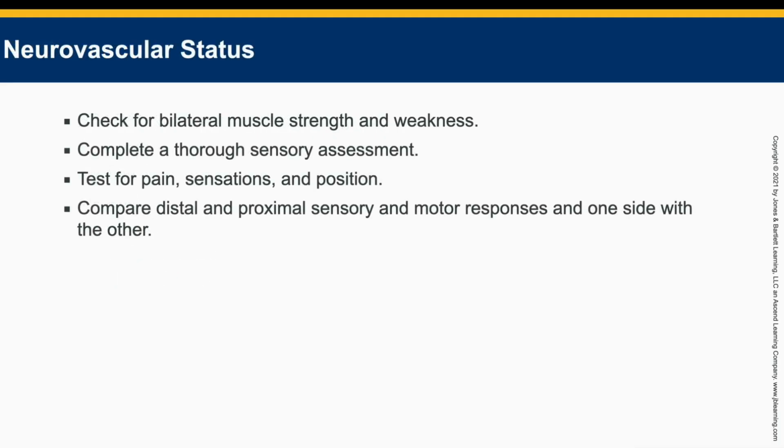Another important part of the neuro exam is assessing the patient's neurovascular status. This involves checking muscular strength and weakness on both sides of the body. One of the key things we're looking for is symmetry. If one side of the body is noticeably weaker than the other, this could indicate a neurologic problem such as a stroke or nerve injury. You should also complete a sensory assessment by evaluating the patient's ability to feel different sensations. This can include checking for pain, touch, or position sense. As you perform these checks, compare responses from one side of the body to the other, and also compare distal areas like the hands and feet with more proximal areas like the arms and legs.